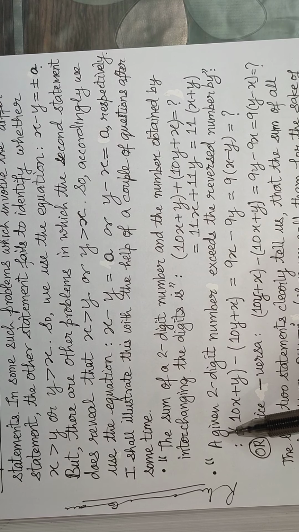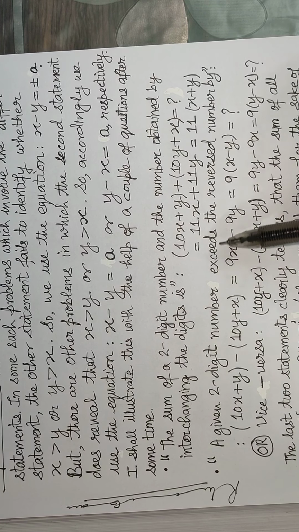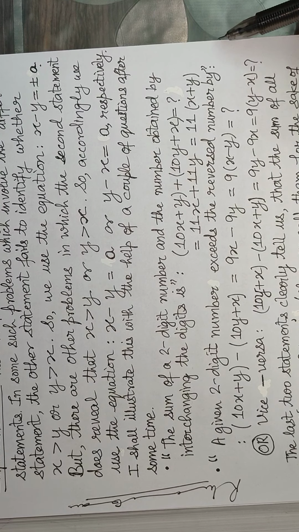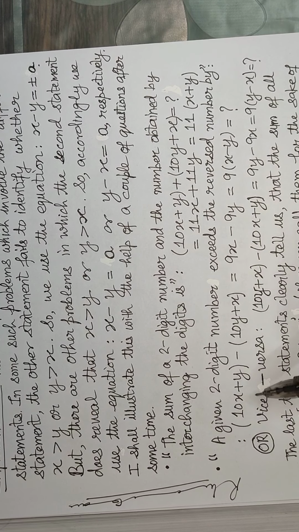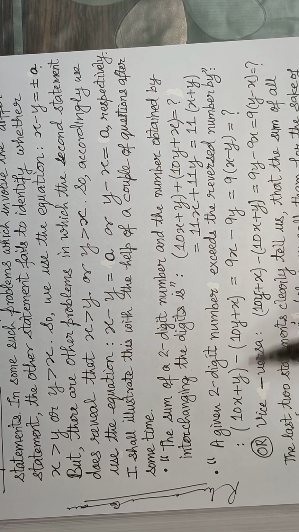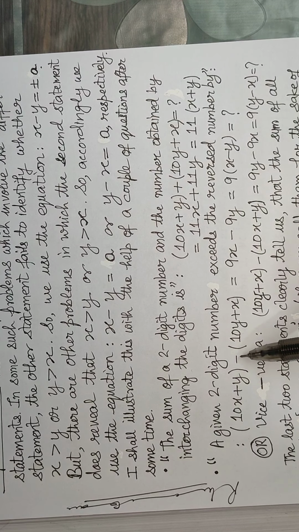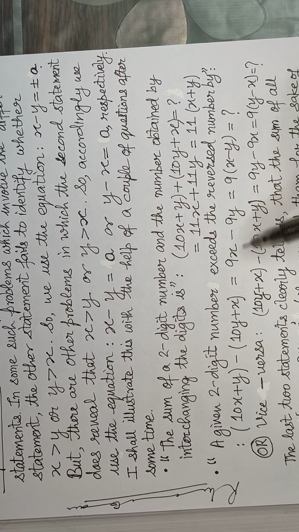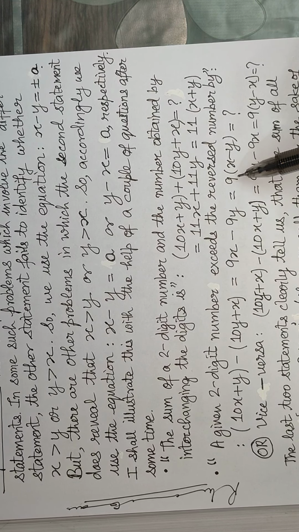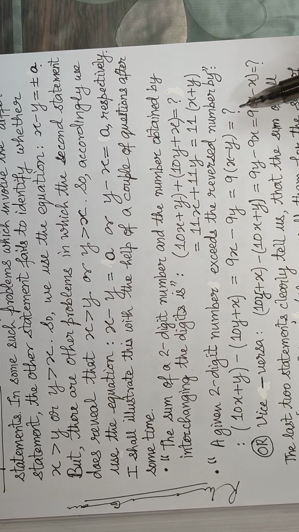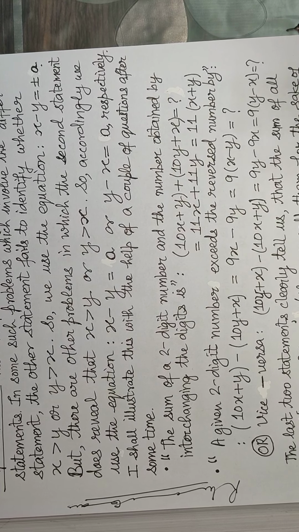Or we can have a statement like a given two-digit number exceeds the reversed number by some number. So the given two-digit number is again 10x plus y. The reversed number is 10y plus x. Their difference, we get 10x minus 1x equal to 9x and y minus 10y equal to minus 9y. Again we have 9 common. So we get 9 times x minus y equal to whatever the difference of these two numbers is given in the question.